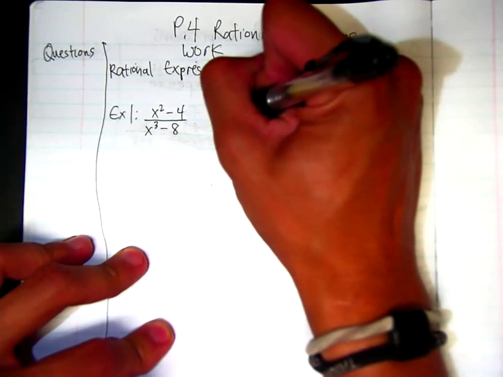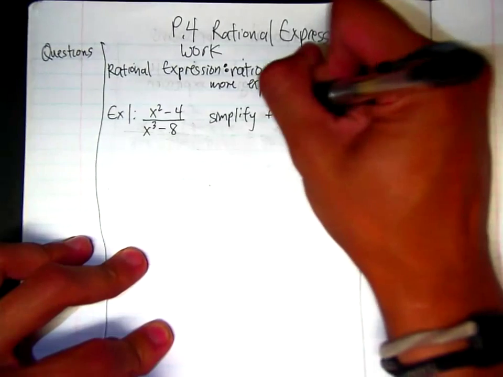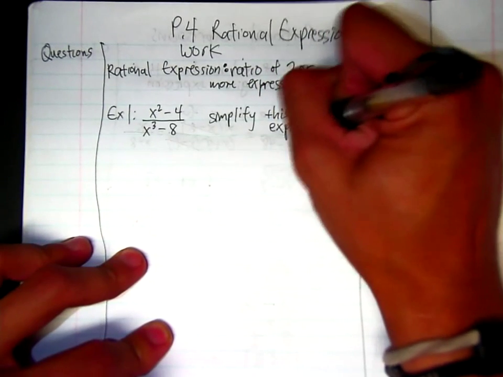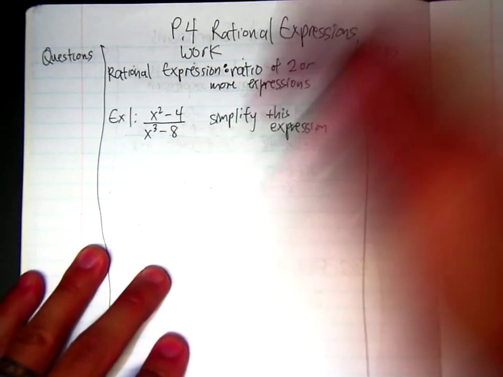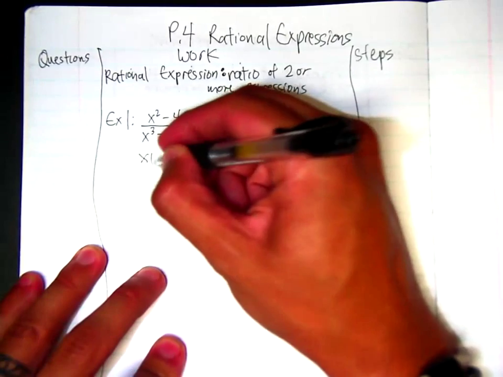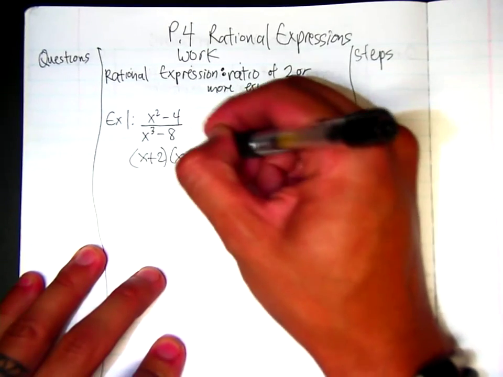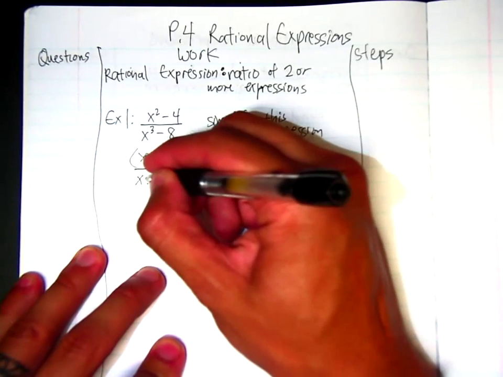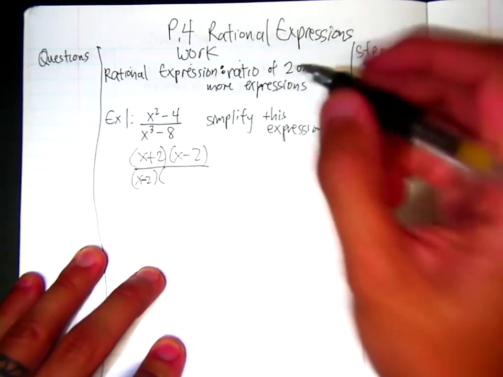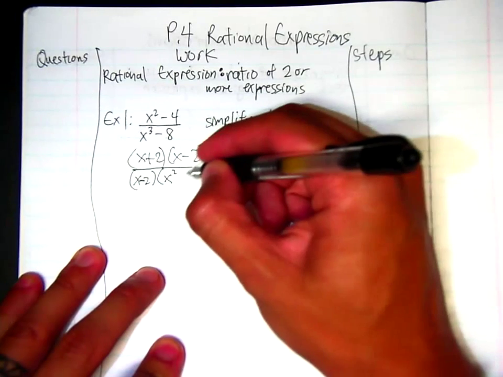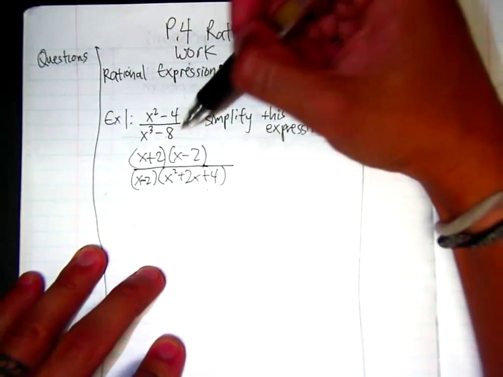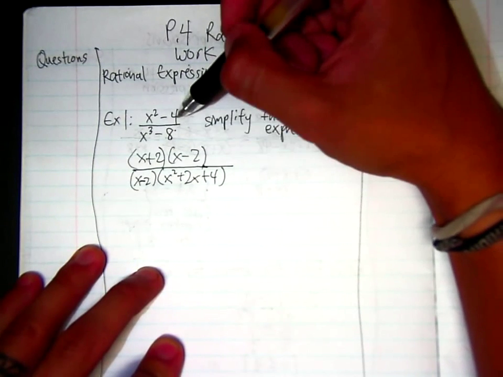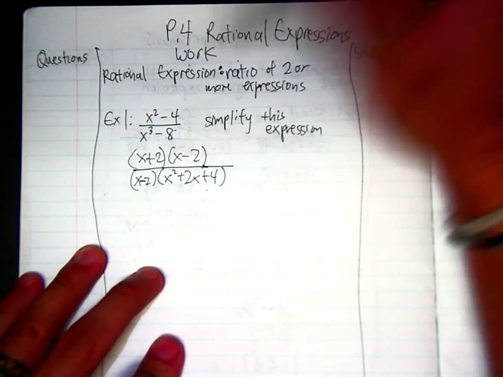And I'm going to simplify this expression. Okay, so if I look at this, it's pretty obvious that I need to factor it, so I'm going to factor on top. If you need help factoring, go ahead and look on our previous videos. But if I factor this correctly, let's see, x squared plus 2x plus 4. So I know this was a difference of cubes, and I know this was a difference of squares. So this is all factored.